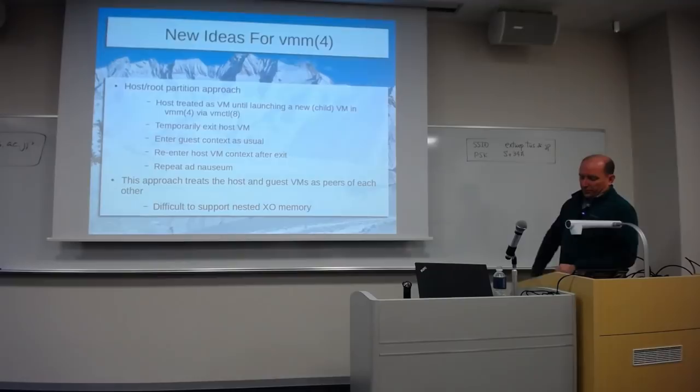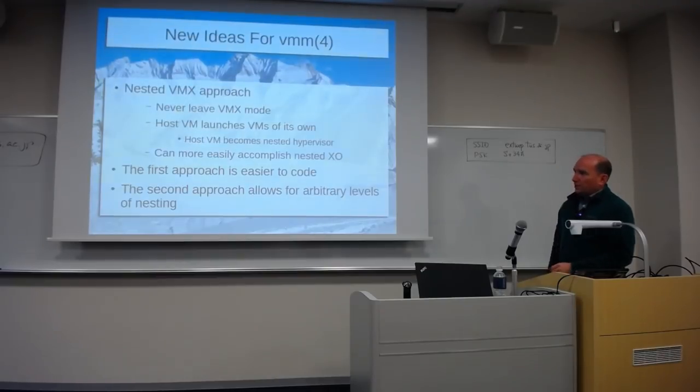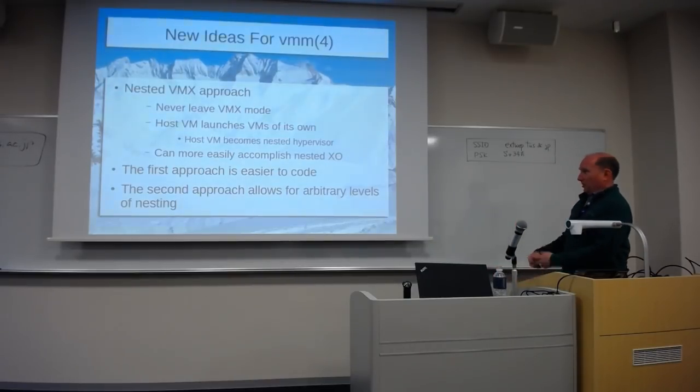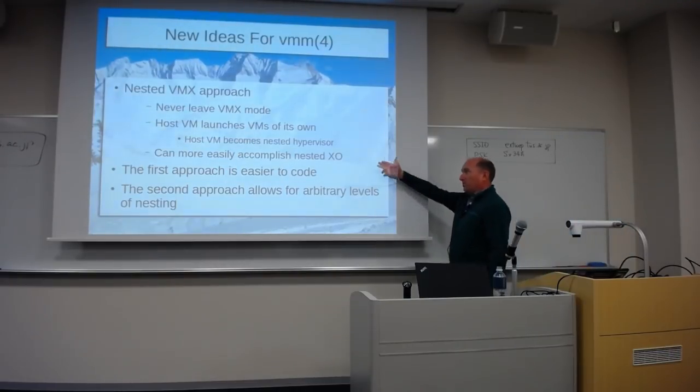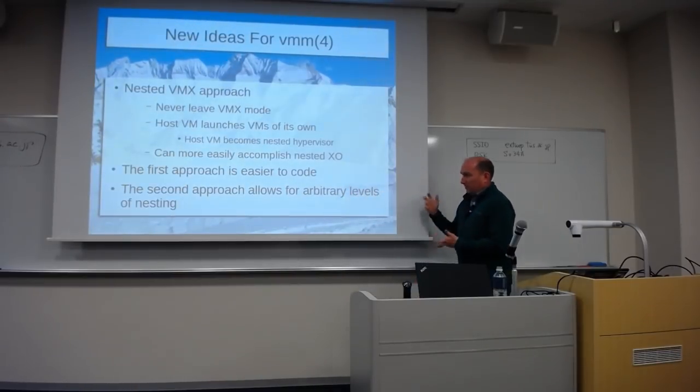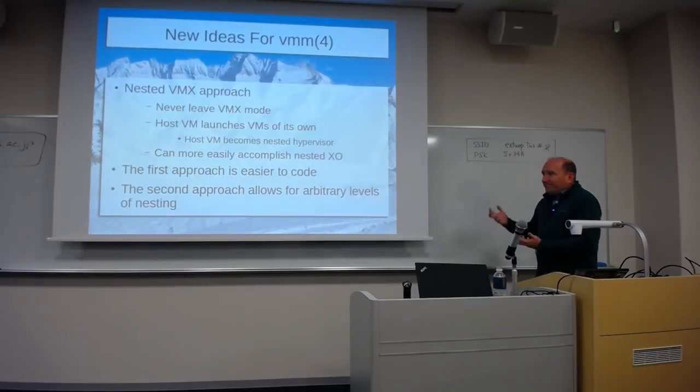So that's one approach. The second approach, of course, is true nested virtualization. You never leave VMX mode, the host launches VMs of its own, and the host VM becomes the nested hypervisor. You can just pass through the nested execute-only bits because the guest VM would be allowed to set whatever EPT permissions it wanted. The first approach is easier to code. The second approach allows for arbitrary levels of nesting. So which one do you do?